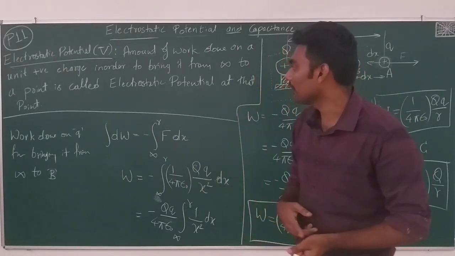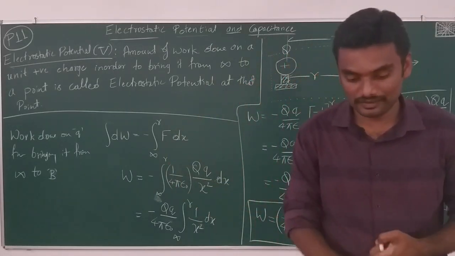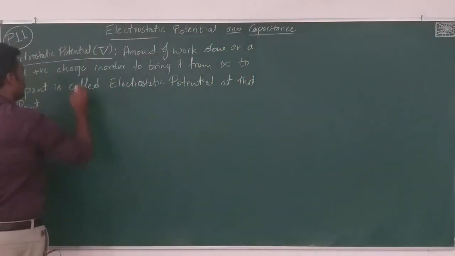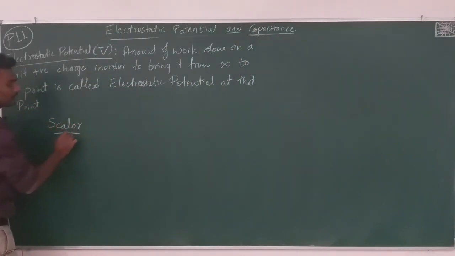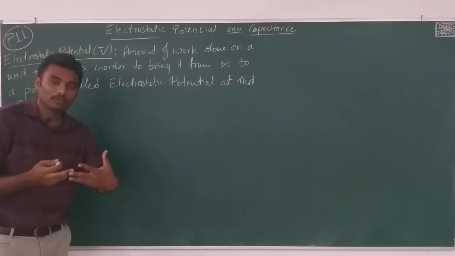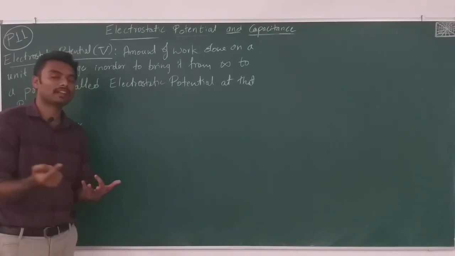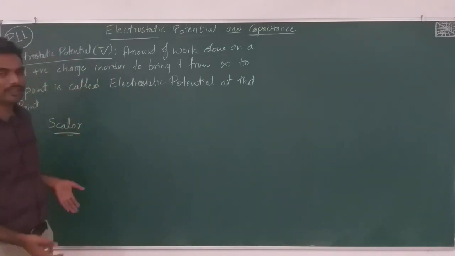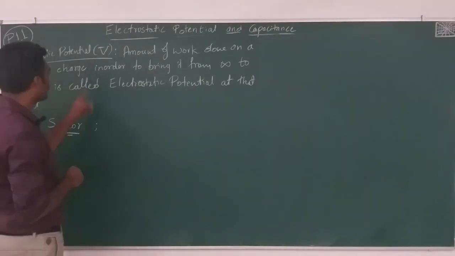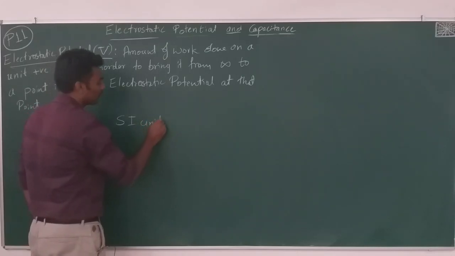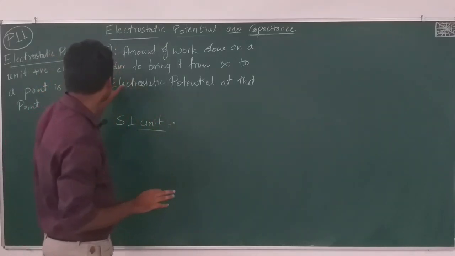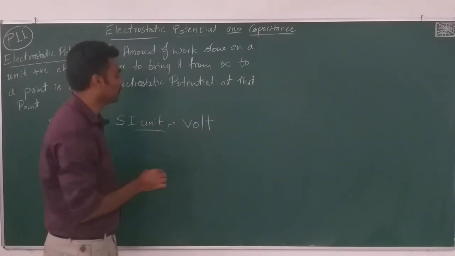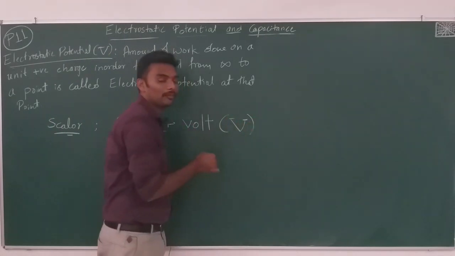Now let us look into what kind of quantity it is, and the unit and all. So this electrostatic potential V is a scalar quantity. It has no direction. You all know this because work is scalar, and work itself is potential energy. Energy is also scalar. U is also scalar. When U is scalar, this is just another special case of U, nothing else. So this has to be scalar, right? So this V is a scalar quantity. And coming to the SI unit of electrostatic potential, it is given by volt, which is again represented by the same capital V.